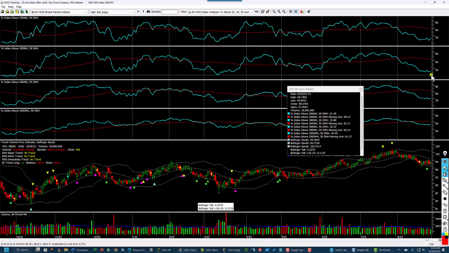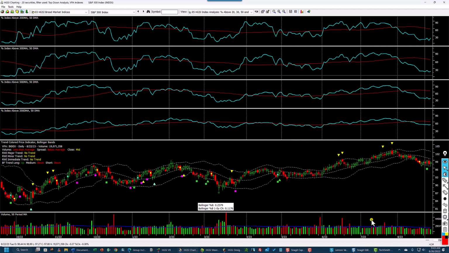And let's take a look here at the percent above the 30. Currently, it's 19.88%. And if I go back here, 15.46%. So it's improved a little bit. But this is very powerful to see what's going on.